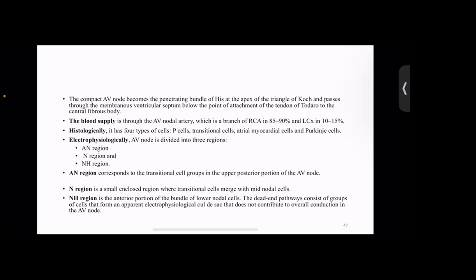And then once again, the left circumflex artery can also supply the AV node in about 10 to 15% of people. Now, histologically, the AV node has 4 types of cells. We have the P cells again, the transitional cells, the atrial myocardial cells, and what adds to it is the Purkinje cells. So if you're doing electrophysiology, the AV node can be divided into 3 regions: the AN region, the N region, and the NH region, which we can go through later.